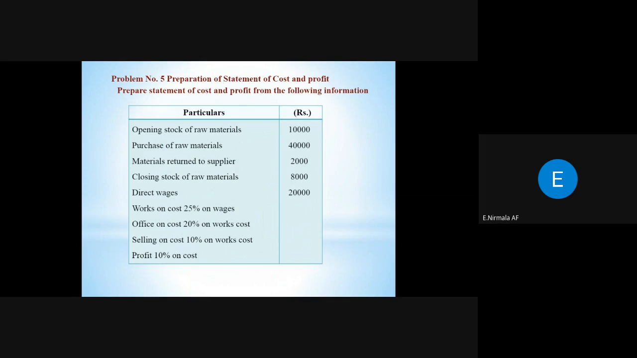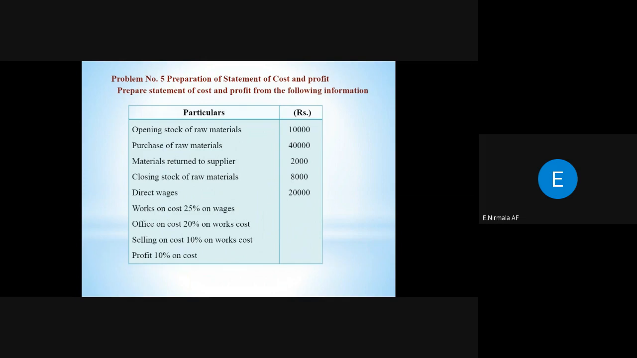So works cost, 25% on wages. It means that we have to find out works overhead on the basis of wages, right? From the wages, we have to find out 25% and that will be treated as works overhead. What is the second one? We have to find out the office overhead, right? So office overhead means from the work cost, we have to find out 20%. Then it should be the office overhead.